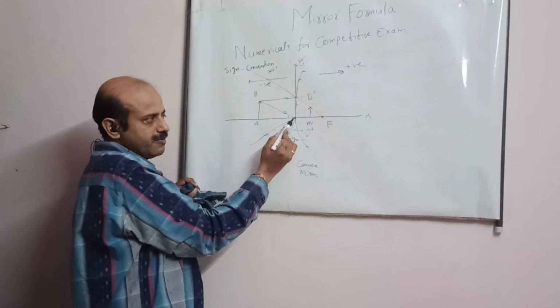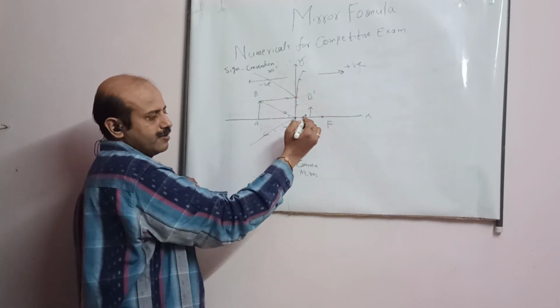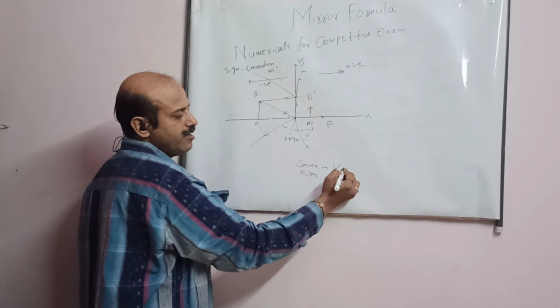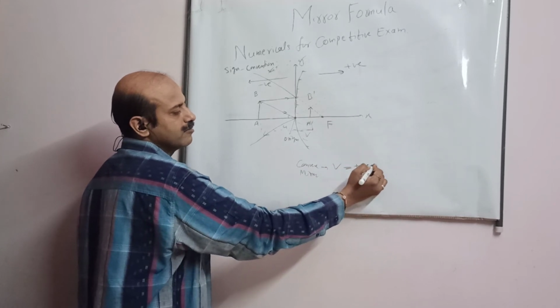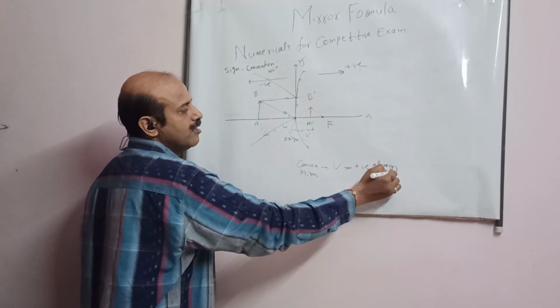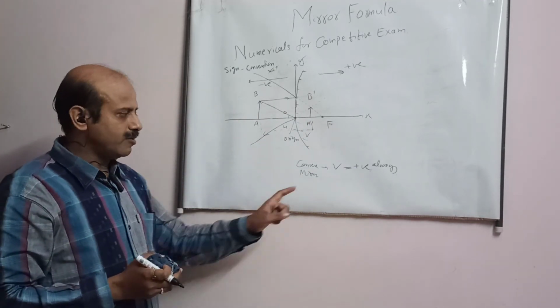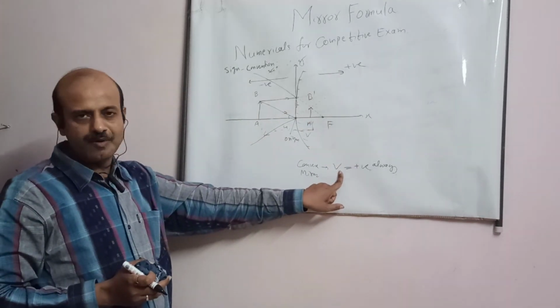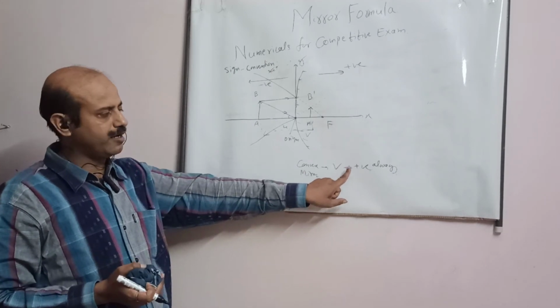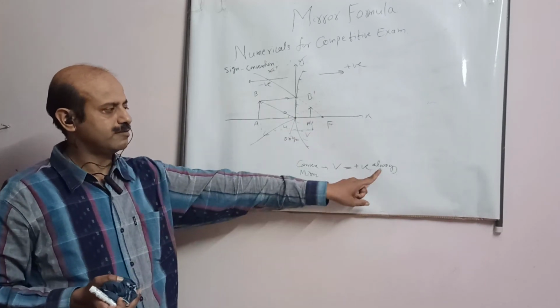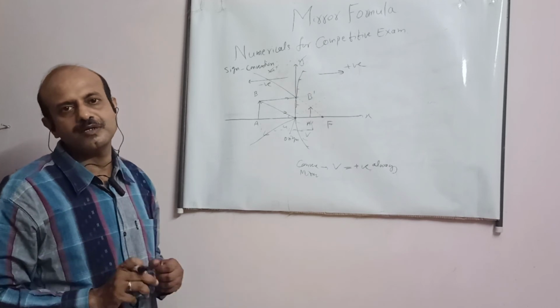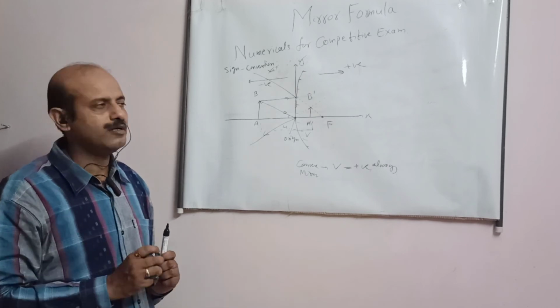So here see, image is formed on this side, positive side. So for convex mirror, remember V will be always positive. Always, student. Because image will never be formed on this side for convex mirror. So if V is not given, it will come out to be positive. If V is given, you have to take positive sign. It will not change, student. This fact you have to remember.